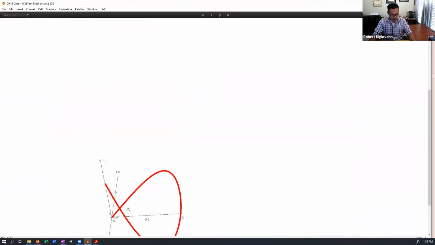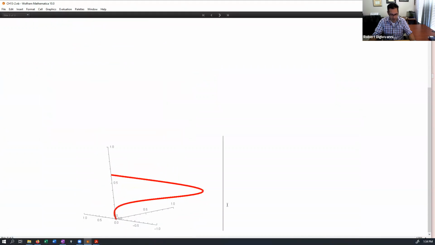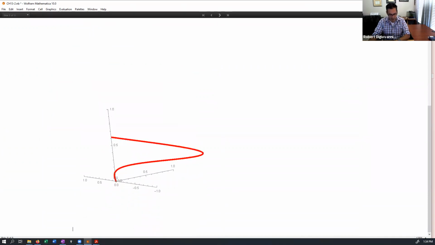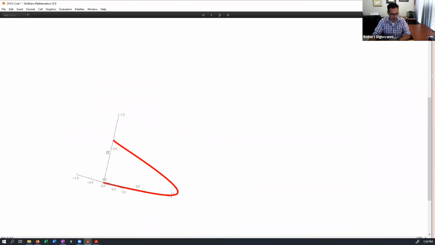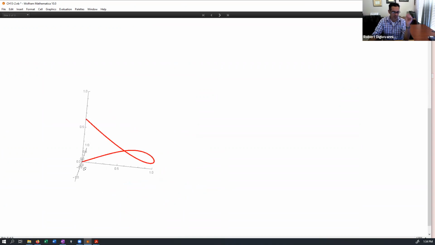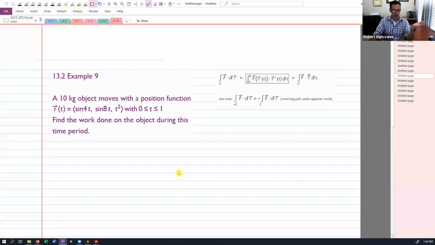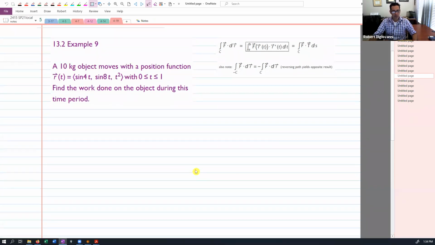Here's the curve in space. Just so we have some sort of idea of what it looks like. So this is an object in space. We want to move it along this curve, which means we have to apply some force to it to make that happen. The question is, what would be the work done in order to move it through that curve? Any questions on that?